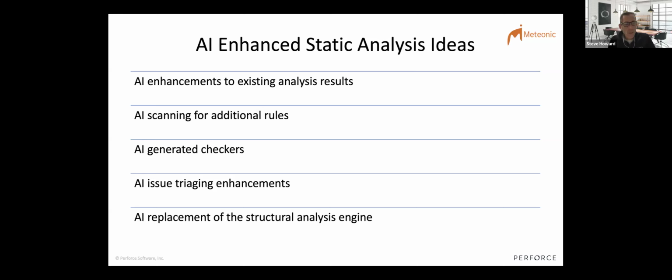So again, we're focusing on not loading the AI model up with lots and lots of data that it's not particularly good at processing. We're taking care of that within the static analysis that already exists. And we're using the AI to add to or enhance what we've got, or to speed up the processing of what we've already found.